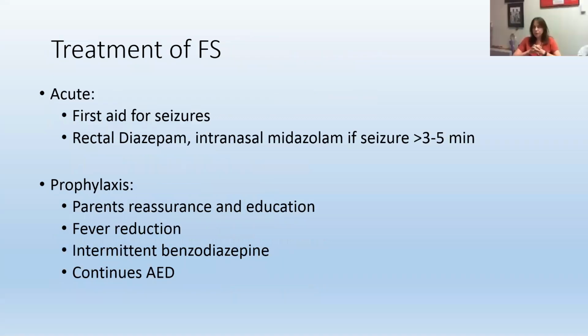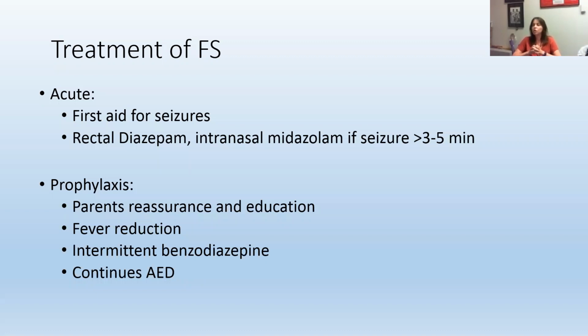So what is the treatment for febrile seizure? The acute treatment is to treat it as any other seizure. First aid for seizures, where you make sure that the child is safe, you lay him on the side, head a little bit turned down to make sure that they don't aspirate on secretions, and you time. You look at your clock and you start timing. And if the seizure is longer than, at BMC we use 3 minutes, in the literature they say 5 minutes, then you would like to try and abort the seizure, either with rectal diazepam, or if EMS are around, they can give intranasal midazolam.